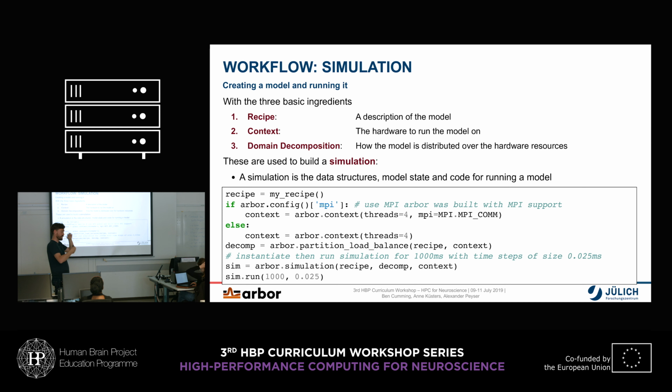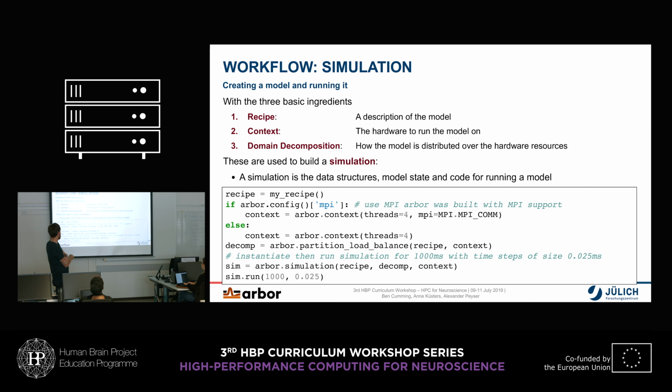So we have to build this simulation state, and we do that using an Arbor simulation. We pass in the recipe, the decomposition, and the context, and then we have a simulation. And then we can run the simulation. So immediately we can say run the simulation for 1,000 milliseconds, so 1 second, and we provide the time step. This is our time step size. And I think this is the default time step size, so you don't actually have to supply that.